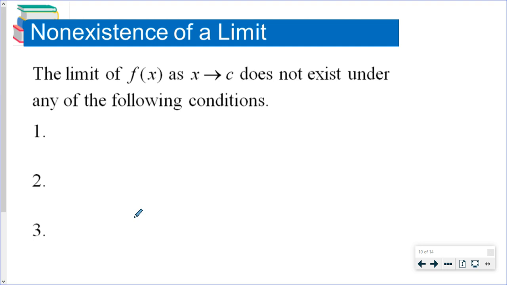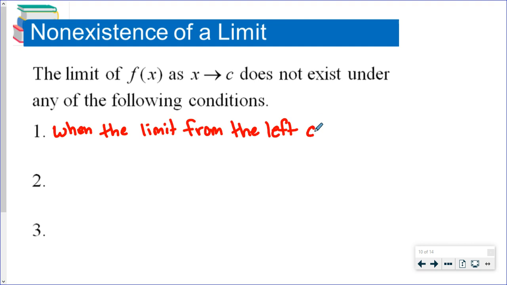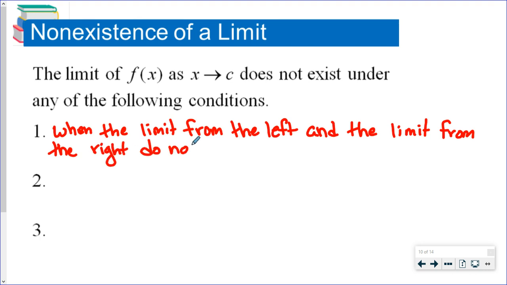Okay. So who remembers the first one that we saw, the first example where the limit did not exist? Exactly. All right. So we say when the limit from the left and the limit from the right do not match.